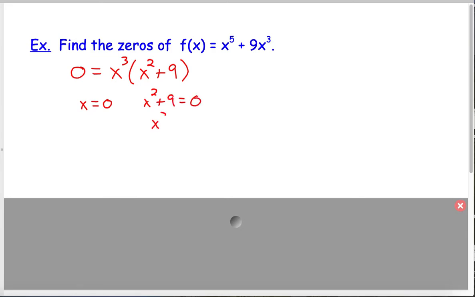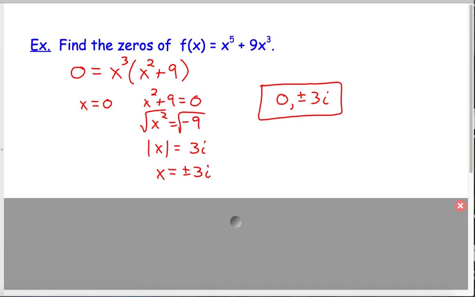which means x squared is equal to negative 9. So that's not going to be a real solution. And then when I take the square root of both sides, I get the absolute value of x, we've talked about that before, equals 3i. So therefore x is equal to plus or minus 3i. So the zeros for this function are 0 and plus or minus 3i.